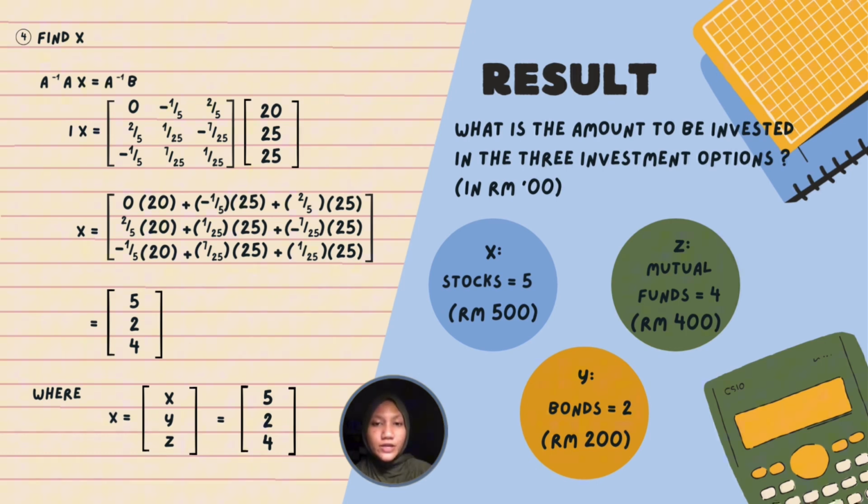In order to find the value of the first row in matrix X, we need to multiply all the elements in the first row in inverse of matrix A with the corresponding element in the first column of matrix B and sum up all these products. The same step we use to find the second row and the third row of matrix X. Based on steps earlier, we know that X is the matrix of x, y, and z. Now, we can find x, y, and z, where x is 5, y is 2, and z is 4.